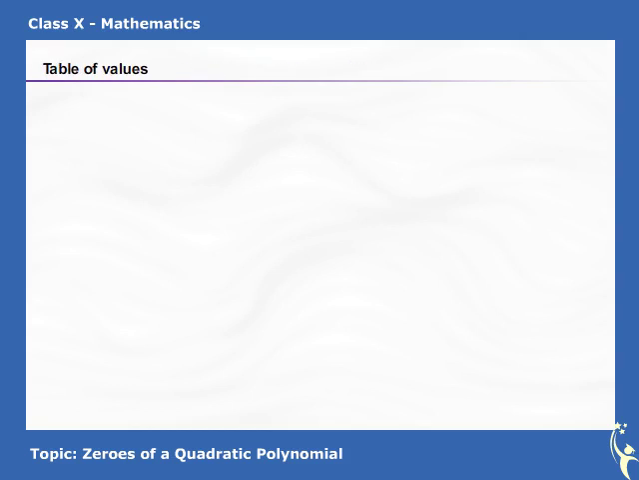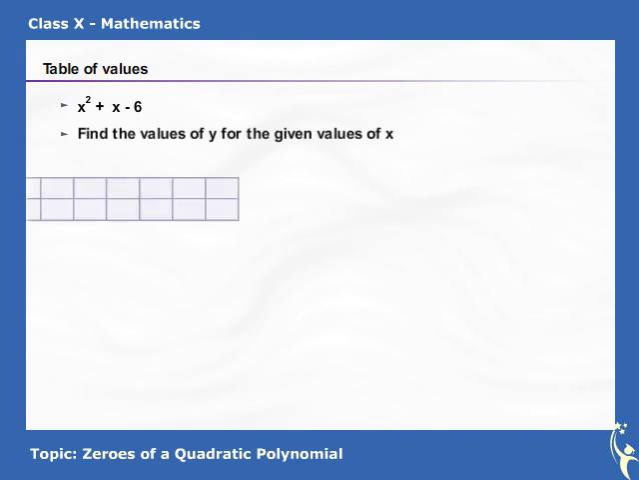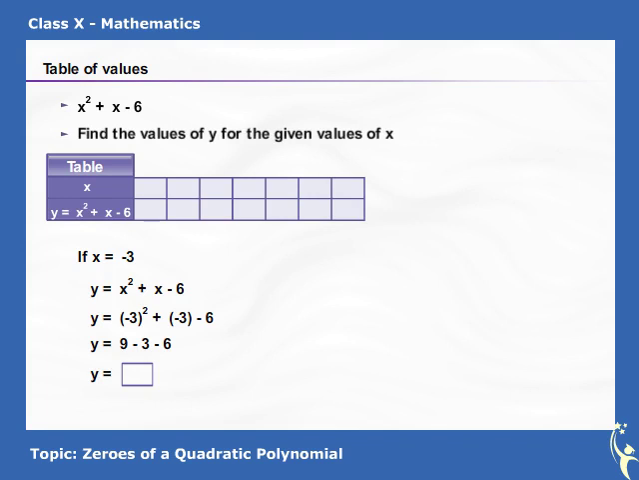Let's take a quadratic polynomial x squared plus x minus 6. We make a table of values for y is equal to x squared plus x minus 6. Find the values of y corresponding to the given values of x. Key in your answers.